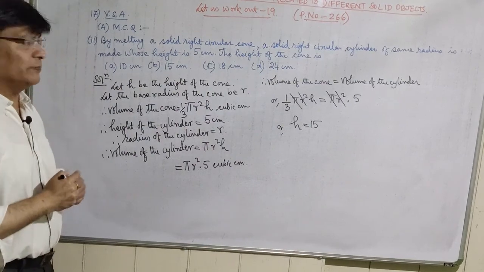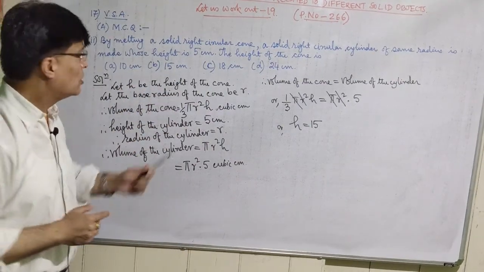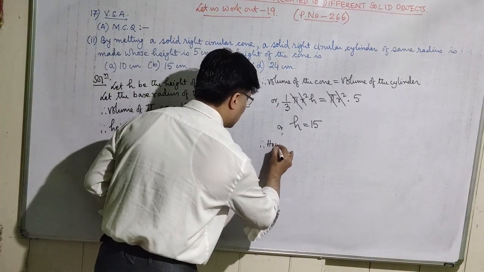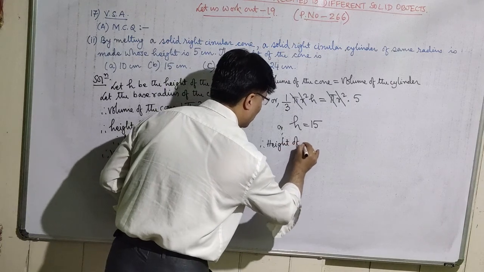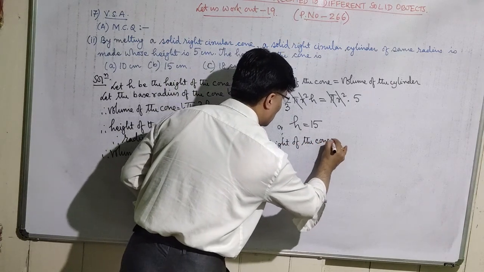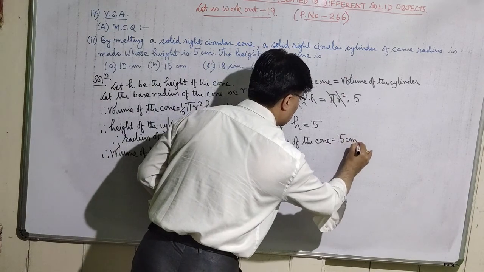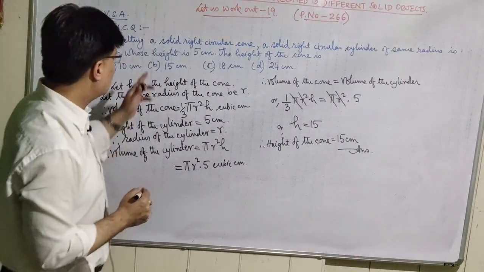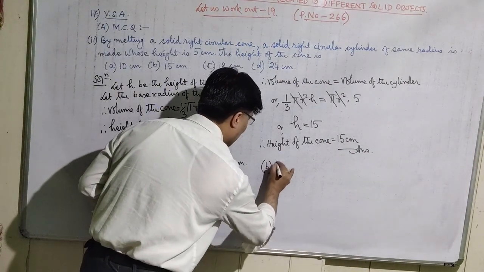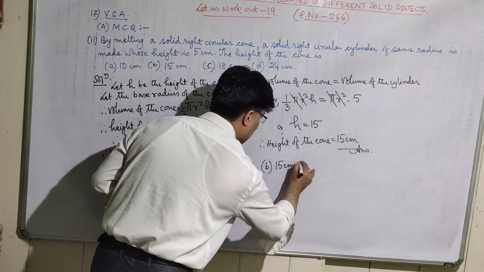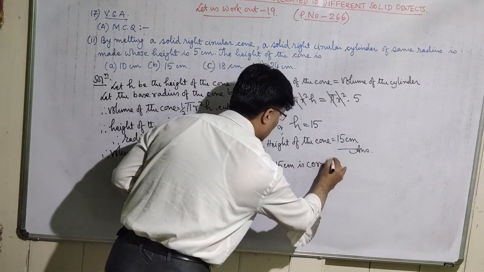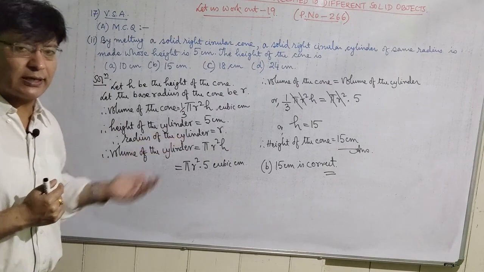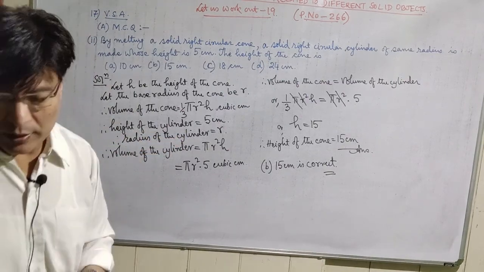So what is h out here? h is the height of the cone. So what is the height of the cone? It is 15 centimeter. So therefore height of the cone is equal to 15 centimeter. So this is the final answer. Which is the correct option in this case? B, that is 15 centimeter is correct. So this is the correct answer. So you can copy it. Now we'll do the next question.